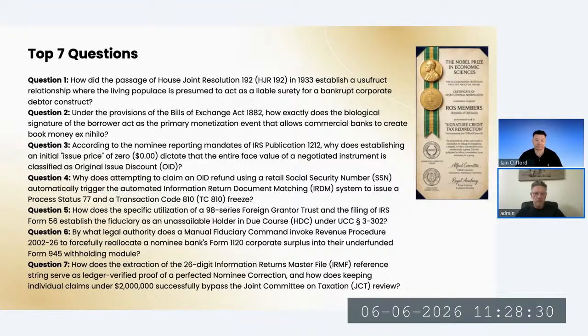Okay, so question number 3, Iain, is according to the nominee reporting mandates of IRS Publication 1212, why does establishing an issue price of 0 dictate that the entire face value of a negotiated instrument is classified as original issue discount? I think a lot of people find this one difficult to come to terms with. The starting price is 0, then there's a future value, and what's the in-betweener?